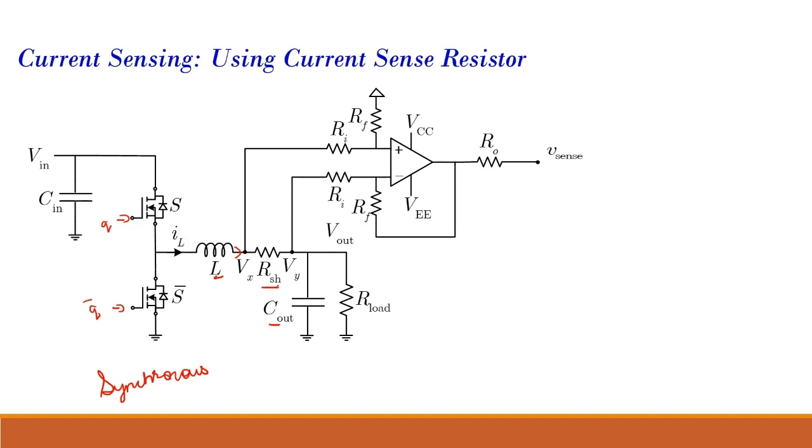When the inductor current flows through the shunt resistor, it will generate a voltage over here, and I set this R_I to be very high. Also, the input impedance of the op-amp is very high, so the current which will flow over here will be negligible, approximately 0. So the sensed output will be minus R_F upon R_I into R_shunt into I_L. This will be my sensed current. This is an op-amp with a differential connection.